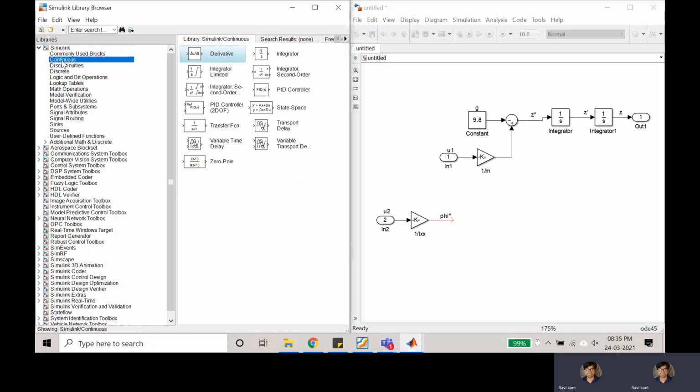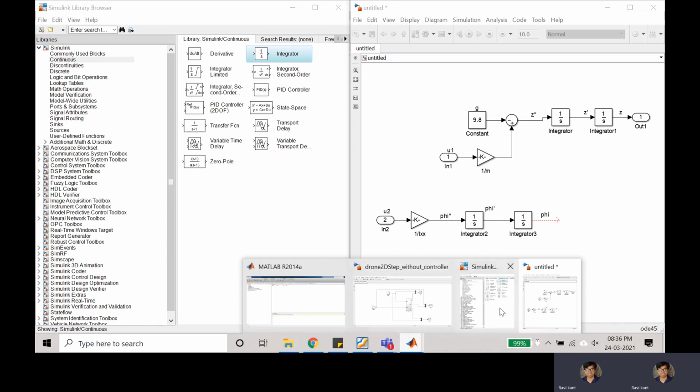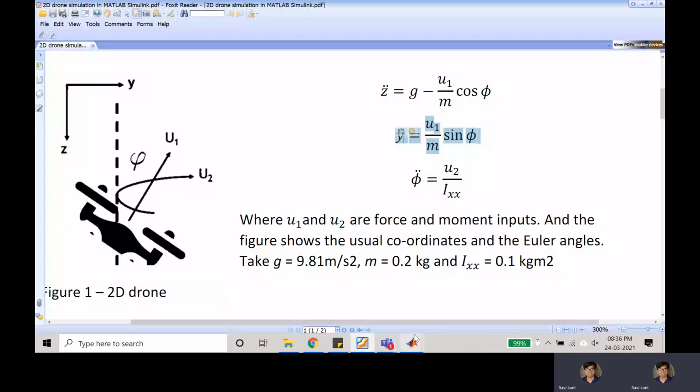Now I'm going to integrate it. Integration is in the continuous block, integrator. Whatever signal comes out here is phi dot, that is the angular velocity. This is angular acceleration, phi double dot, and phi dot is the angular velocity. Again I can integrate it, and I'll get the phi information. So you have the phi information.